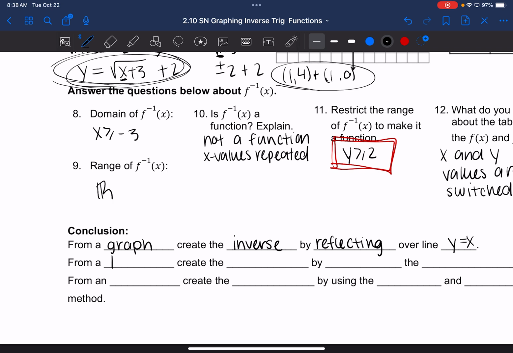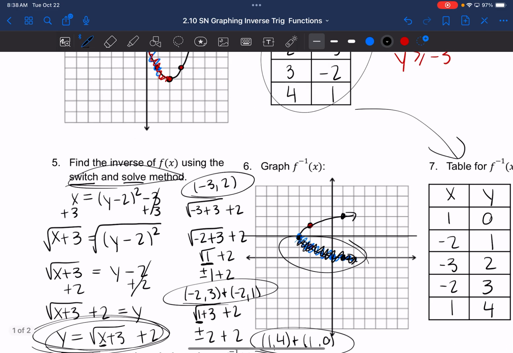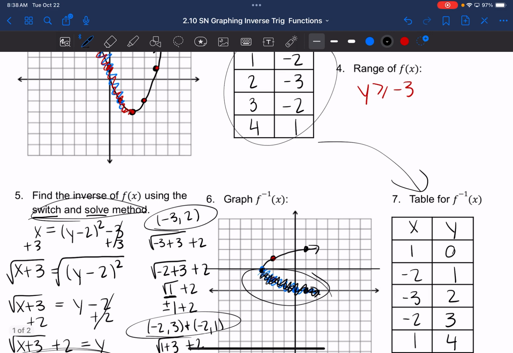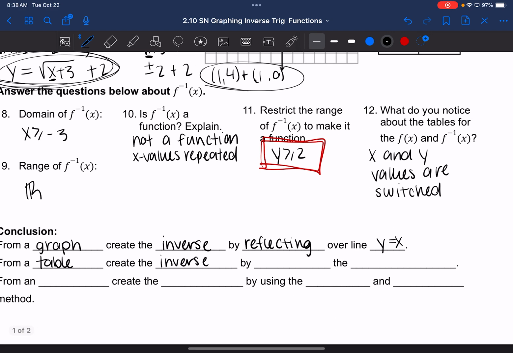For a table of values, if you are given a table and asked to come up with the inverse table, what are you going to do to your values? How would I get from this table to this table? Switching them. Good. By switching x and y values.